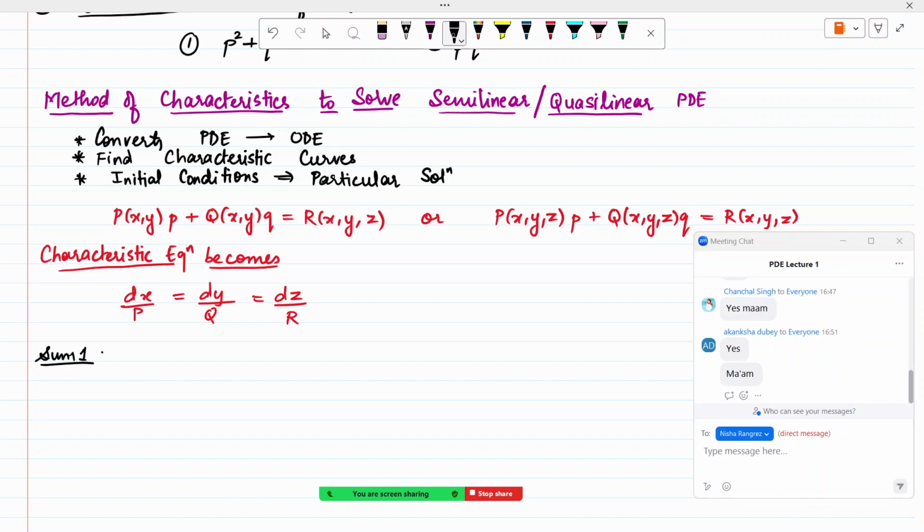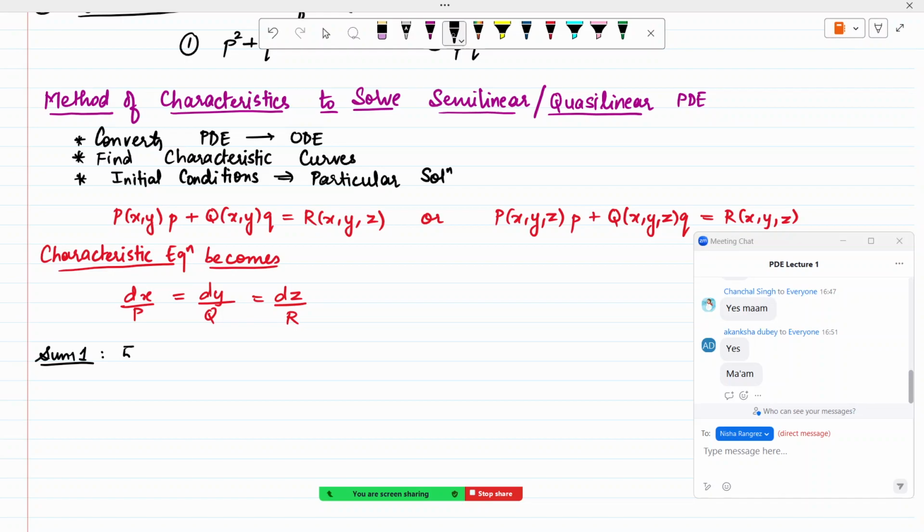So with this, we begin with sums. There are somewhere around three types of questions here. Depending on the values of P, Q, and R, there are three different methods to tackle the characteristic equation. Today we are taking the simplest method, where you don't have to do much work in solving. So let's take the equation.